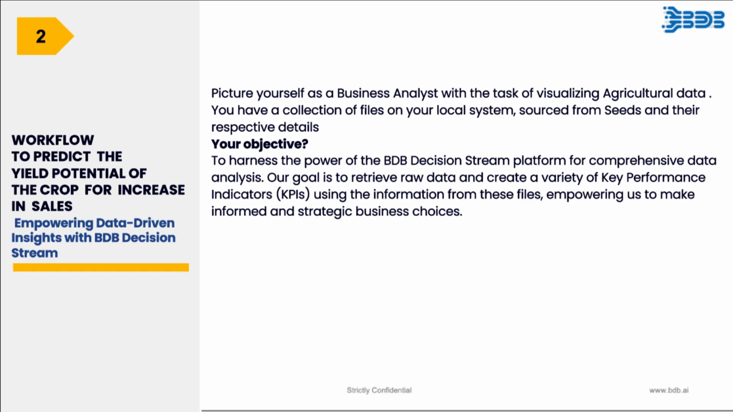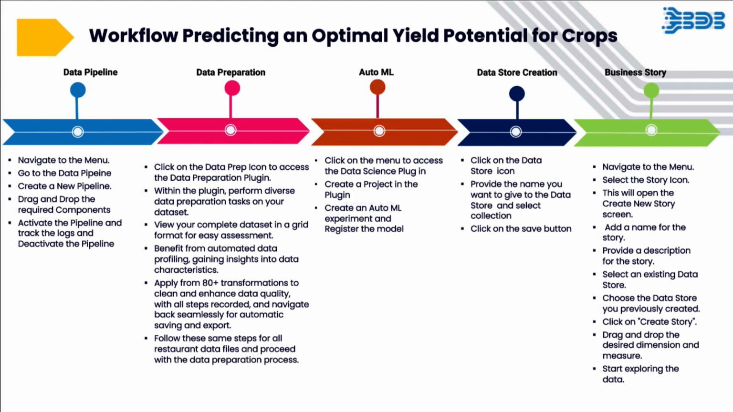This workflow gives you a clear idea on how to go about to predict the yield potential of the crop to increase the sales from an agricultural vertical point of view. The flow to go about to predict the optimal yield potential of the crop is as depicted in the video.